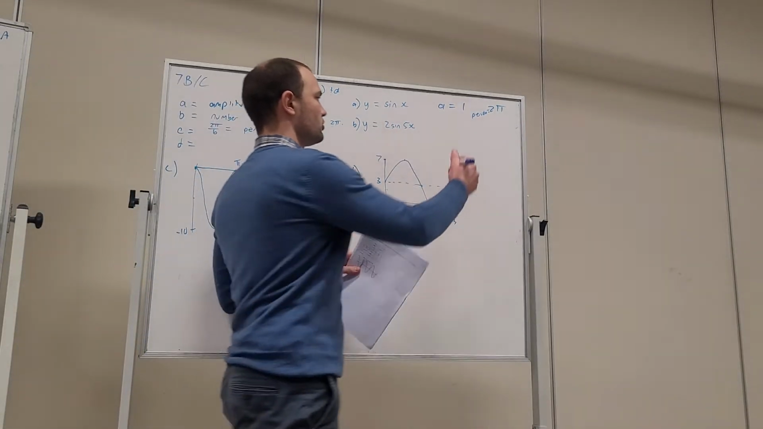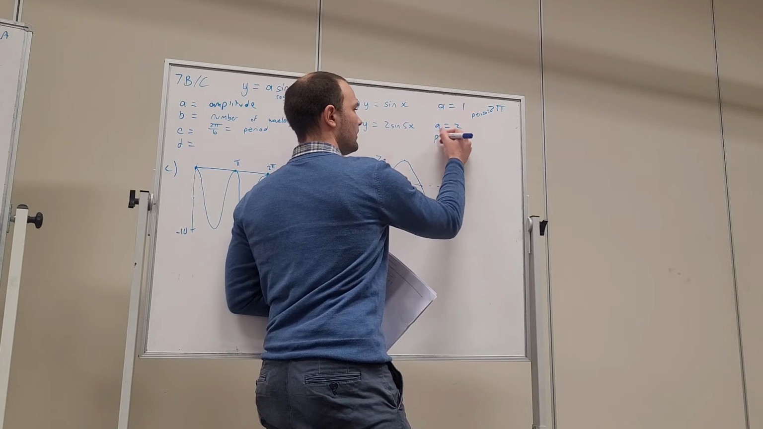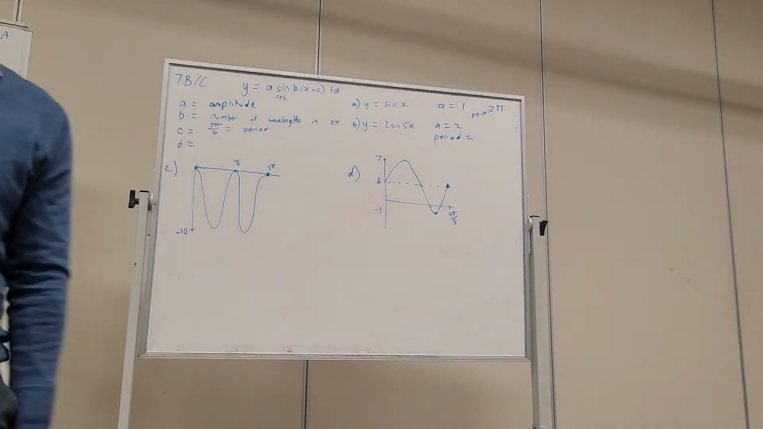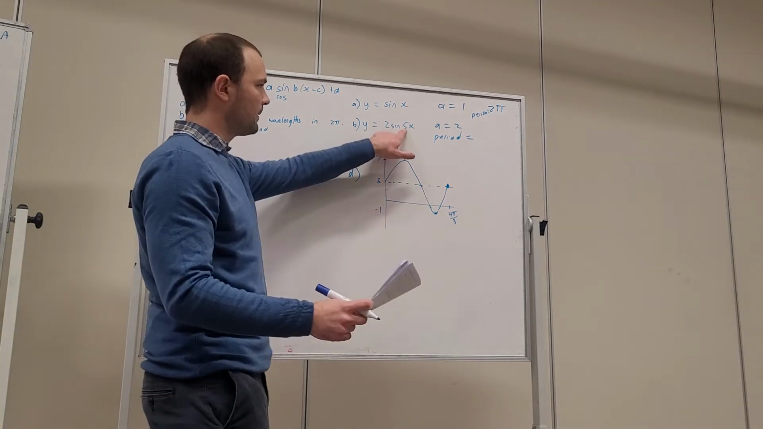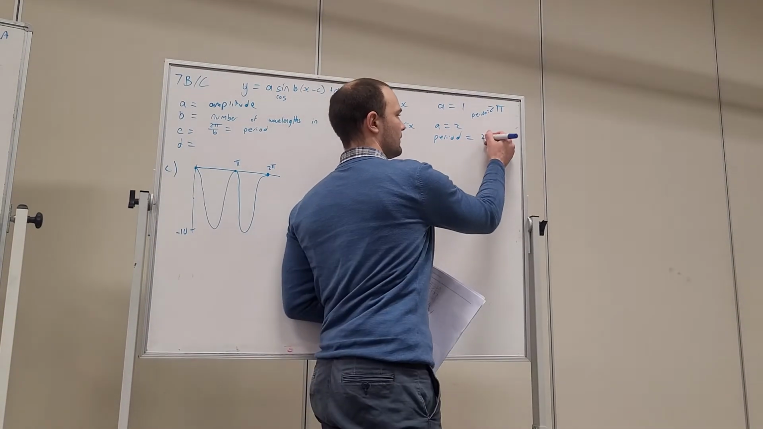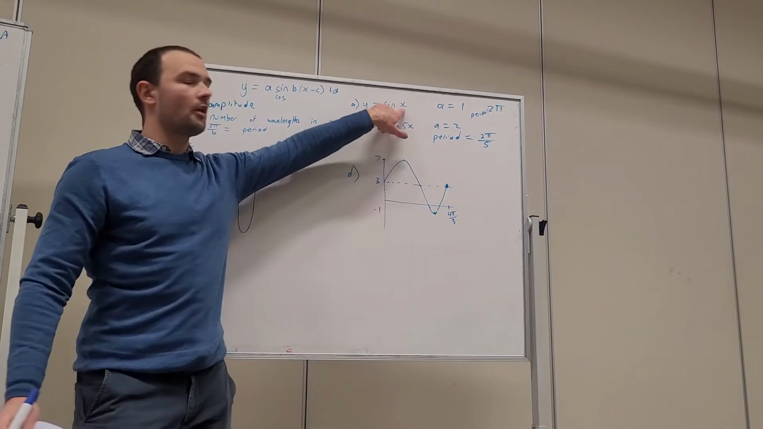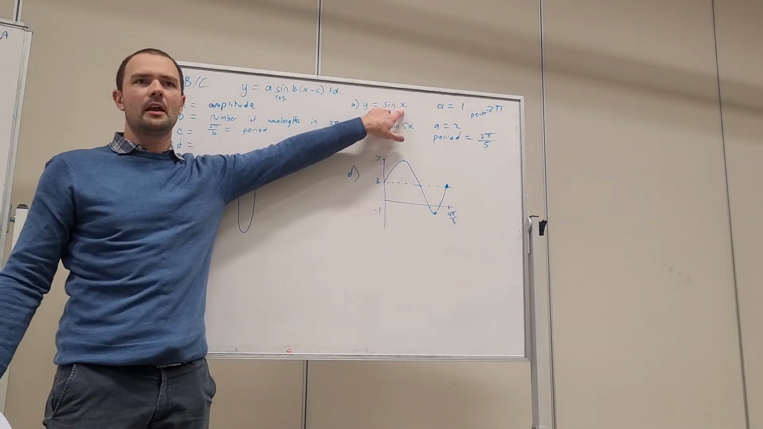Here, the amplitude is 2, and the period is 2 pi on top of B. In this circumstance, B is 5. So here we're going to have 2 pi on top of 5. You could think about the previous one and go, the period is 2 pi on top of B, and B is 1.